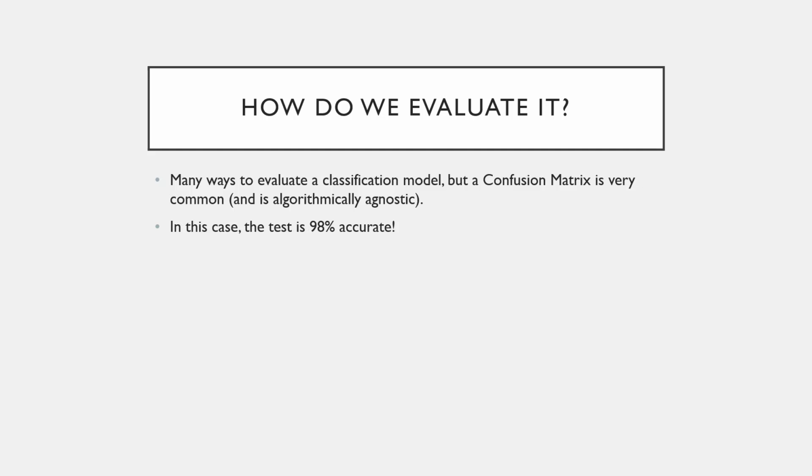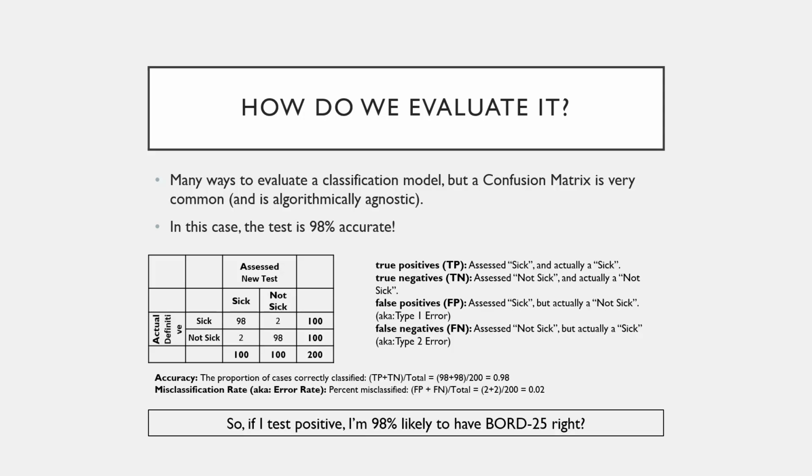We're going to look at a confusion matrix, and confusion matrices are a very common way of identifying classifiers. They're algorithmically agnostic, meaning it does not matter what tool you used to classify something. It could have been a neural network. It could have been a linear discriminant analysis. It could have been flipping a coin. No matter how you made your classification, we are able to evaluate it using a confusion matrix. And a confusion matrix will typically look just something like this.